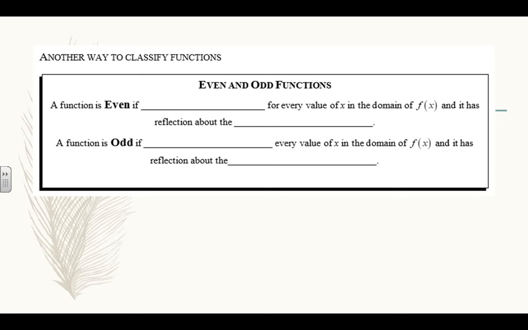So for a function to be even, f of x equals f of negative x. So your opposites give the same thing. If you plugged in positive 2 and then you plugged in negative 2, you get the same y value. It will have reflection about the y-axis. Good old reflections from geometry. Now, an odd function is when you plug in opposites, you get opposite values. That's just the notation of it. And if you look at a graph, it will have reflection about the origin if it's an odd function.